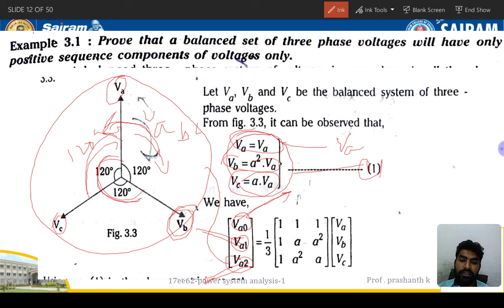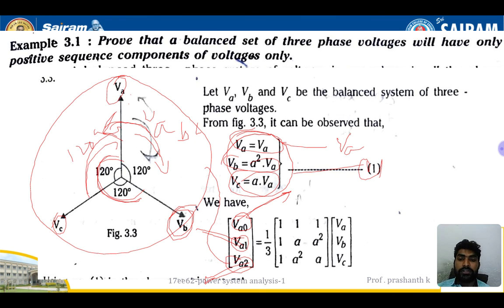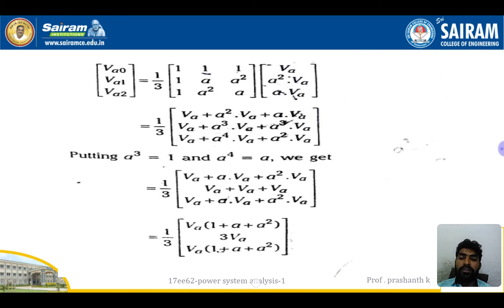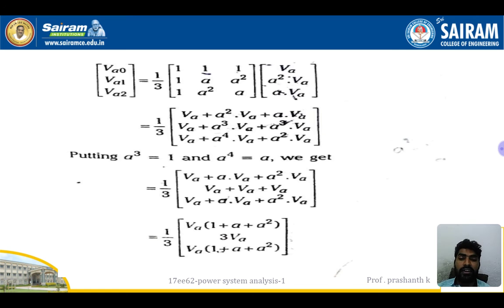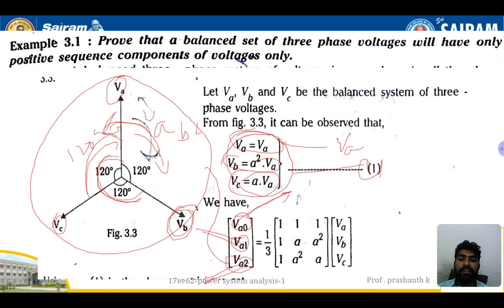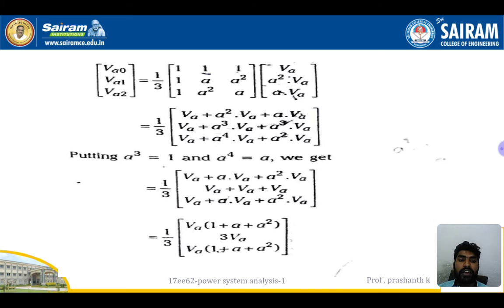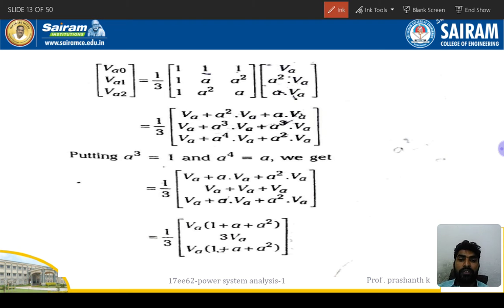So this is VA0, VA1, VA2. Already we know, right? 1 by 3 times the matrix relating phase components to symmetrical components. I substitute VA as VA, VB is equal to a square VA, and VC is equal to a VA, which I have taken from equation number 1. Just keep it in your mind.